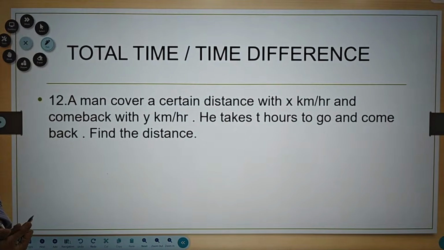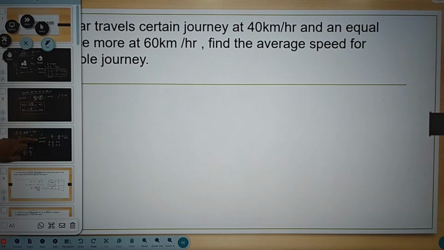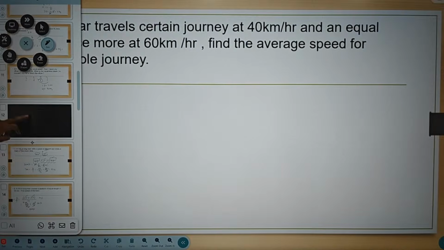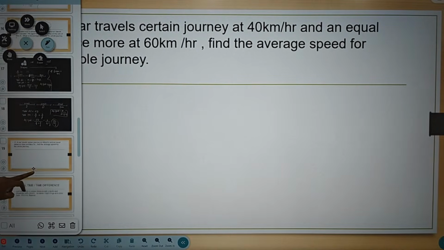A man covers a certain distance with x kilometer per hour. Well, let me see, this is total time. Let me pick up the problems from the average speed.